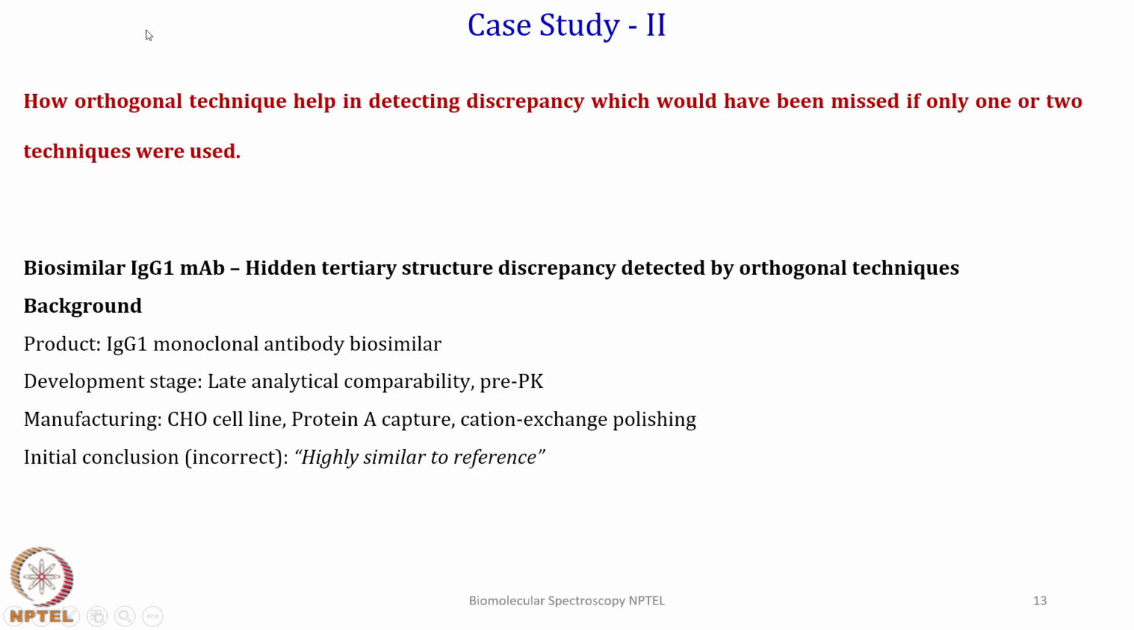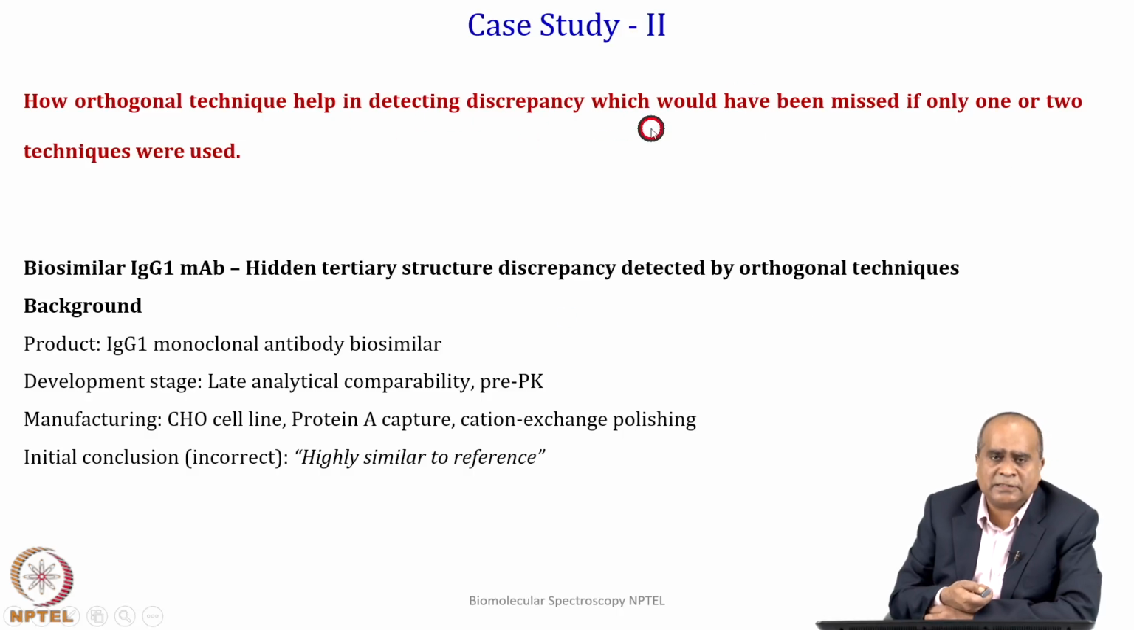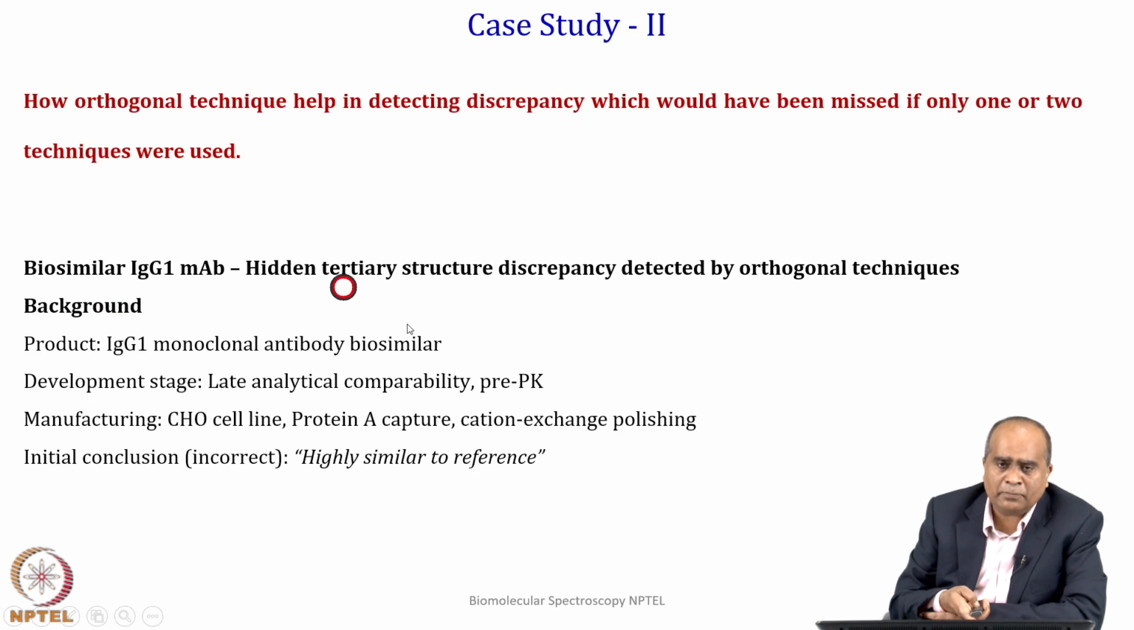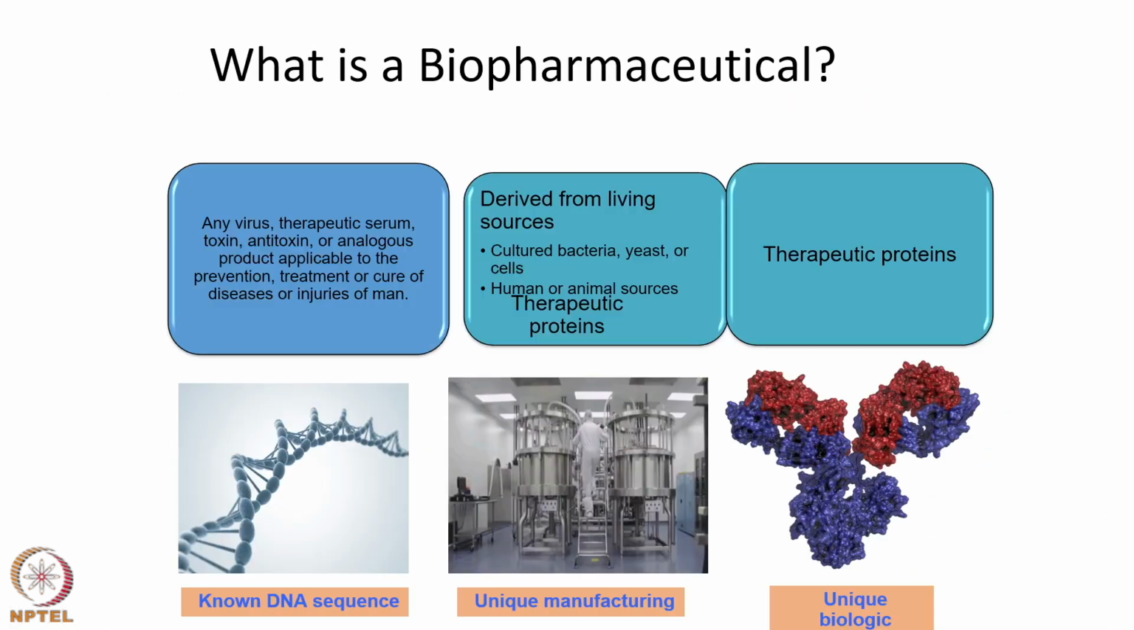So, let us take case study 2, how orthogonal techniques help in detecting a discrepancy which would have been missed if only one or two techniques were used. So, now we take the monoclonal antibody. As you know, these are a prominent class of drug, with a huge molecular weight. If you remember the structure, the monoclonal antibody has a Fab region and an Fc region, 150 kilodalton, 2 chains connected by disulfide, then glycosylation, lots of glycan variation, many things are there in IgG.